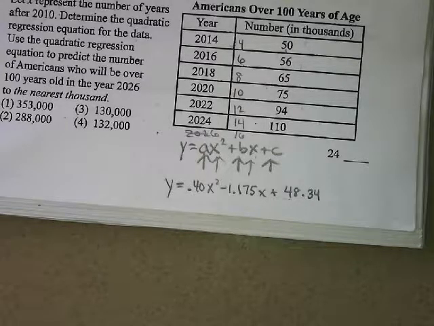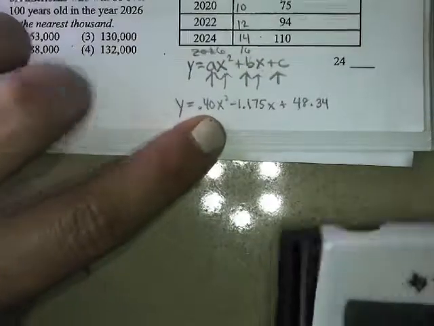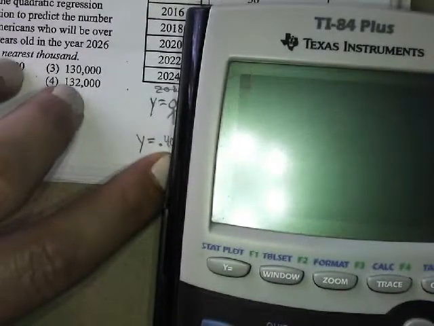Plug in 26. Plug in 16. If you plug in 26 or you plug in 2026, your number is going to be off the chart. You plug in the number of years after 2010 that it is. No, it's okay, I wonder where you said 26 from. So the number of years after 2010, which is 16 years. So I will plug 16 in for my x coordinate.